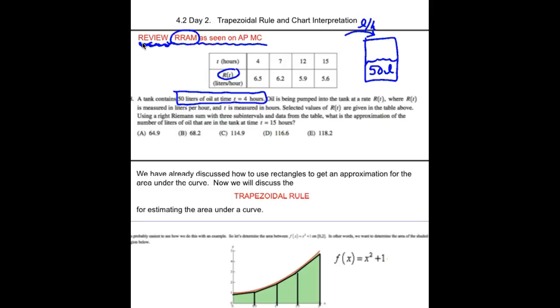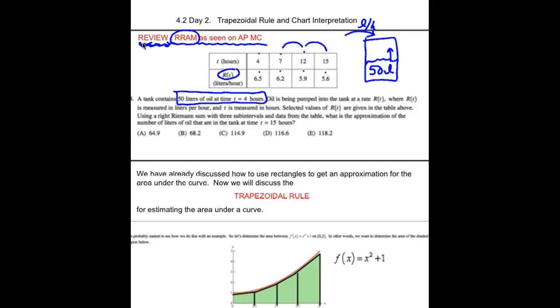They're pumping oil into the tank, and they've taken selected values of R and T at different time intervals. So at 4 hours in, it's being pumped in at a rate of 6.5 liters per hour. 7 hours in, it's being pumped in, but slower. 5 hours later, even slower. And at 3 hours later, at 15, even slower. So the tank is being filled with oil, but at a slower and slower rate. But even so, the amount of oil in the tank will be increasing.